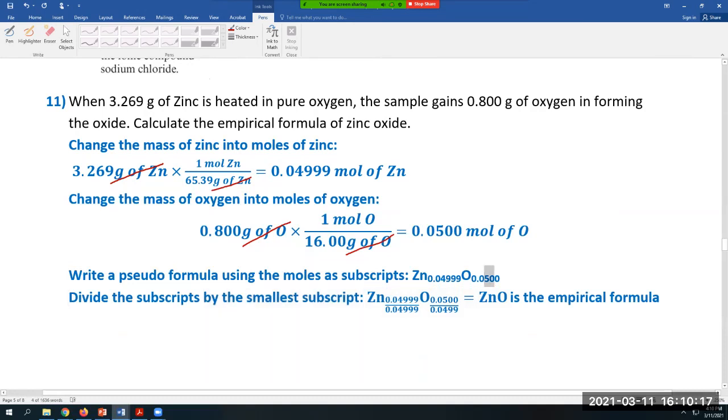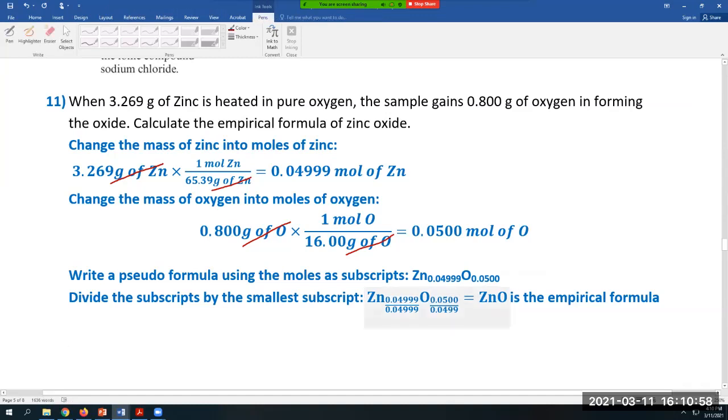They both have a very similar value. If you would round it, you would get the same value. But still, it's the smallest value. So we will use this value that we have for zinc and divide both subscripts by that. So for zinc, it's going to be the same number over the same number, so it's going to be 1. And this number is the same as what's on the denominator as well, because if you round 0.0499, it would be 0.05.